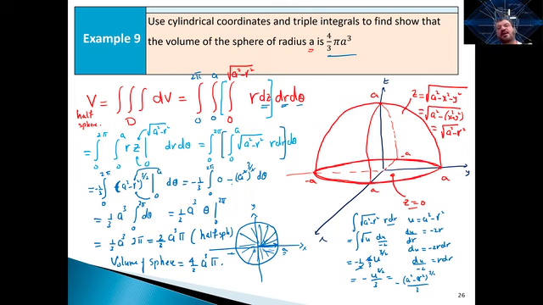And then for r and theta, I looked at the base. It's a circle. I took the radius of that circle, which is from 0 to a. I rotated 2 pi. That's it. You get the volume.